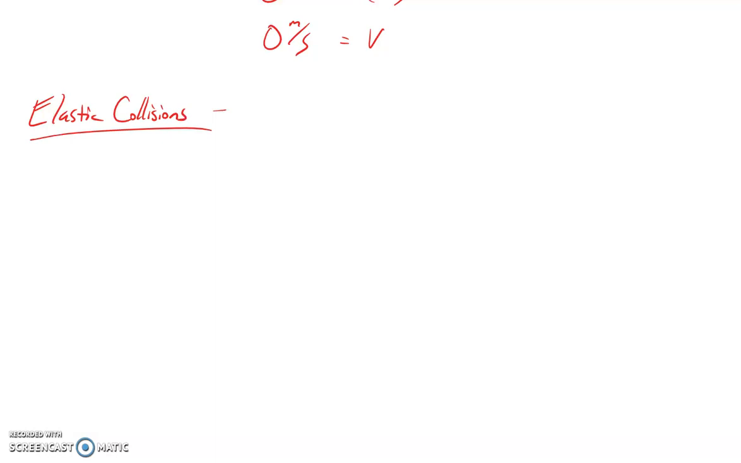Elastic, just like elastic of a rubber band or elastic waistbands, they do something and then they bounce back, right? You stretch out a rubber band and then it bounces right back. You stretch out a bungee cord, it bounces right back. Elastic means things go back. So an elastic collision is where the objects hit and bounce off each other.